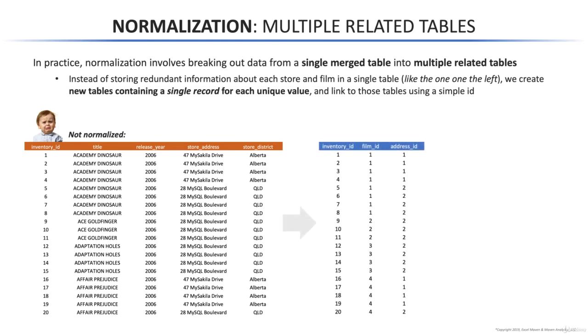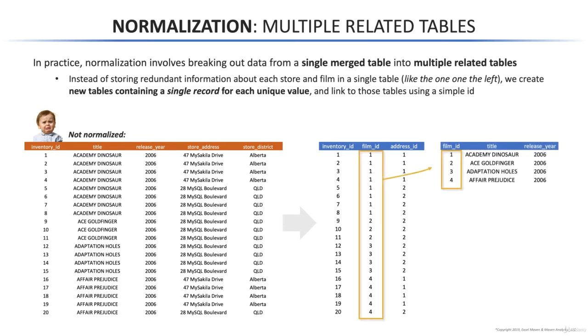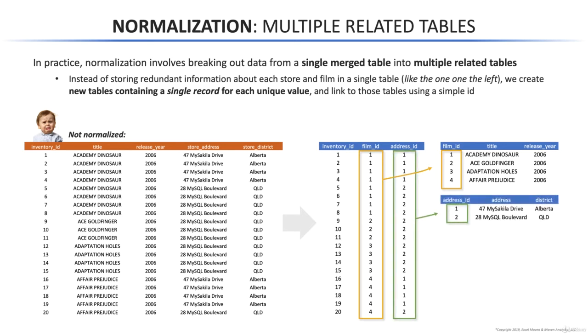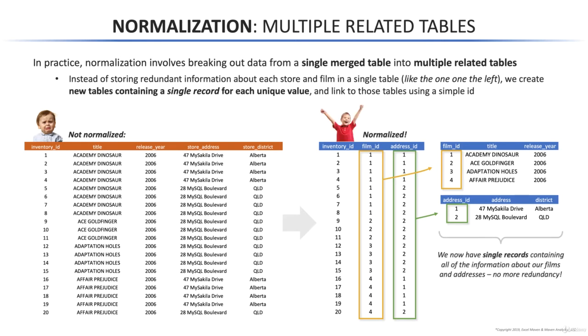In this table, we have inventory ID, and we have a film ID and an address ID associated with that inventory ID. And that's going to be the only thing that would be in this data set related to films and addresses. Then we use film ID to link out to a film table based on that ID value. And we use address ID to link out to an address table using that ID value. This is what we would call normalized.